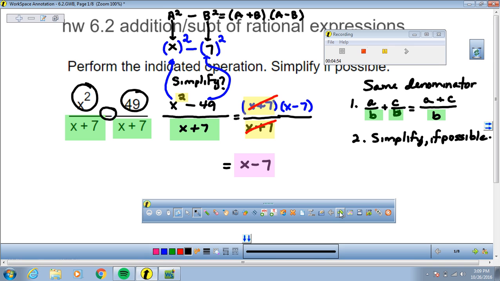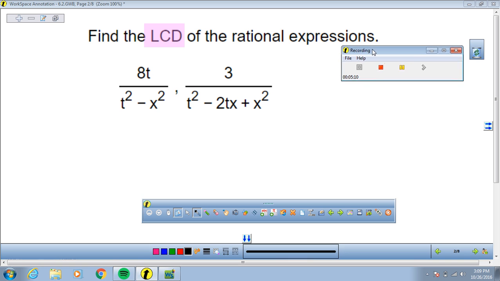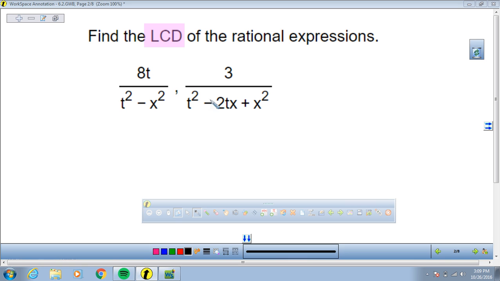Now we're going to identify when we have different denominators, how do we find the least common denominator of two expressions. Question number 2, it says find the least common denominator, which is abbreviated as LCD, of the rational expressions. Okay, so to find the least common denominator, there's a couple of things we need to ensure. So for the least common denominator, the first thing is that you need to factor all denominators first.